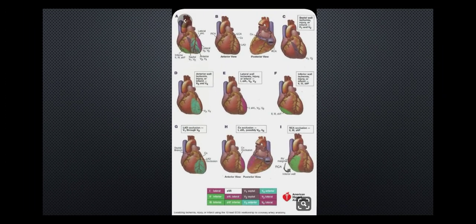A comprehensive discussion about various arteries that supply the heart and the consequences thereof when they get blocked.